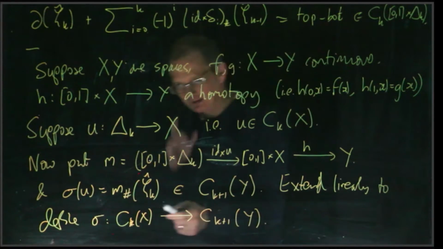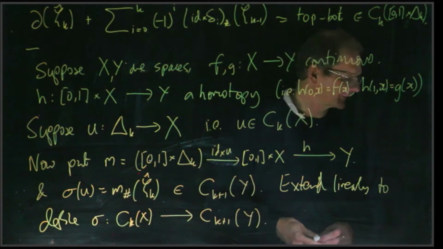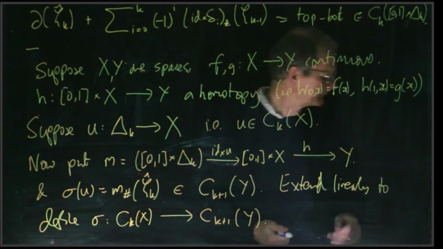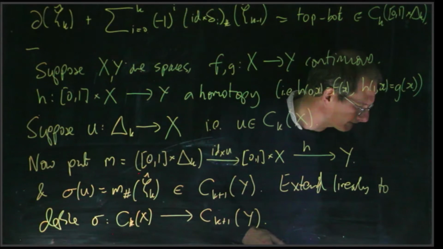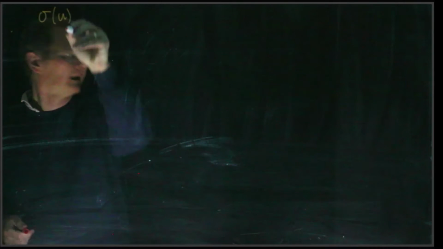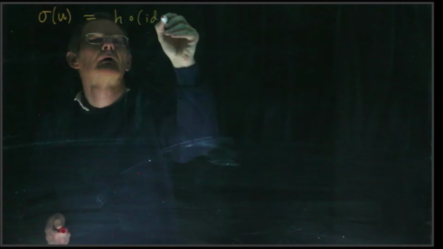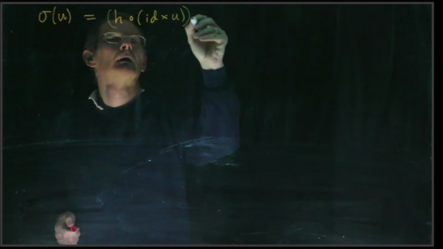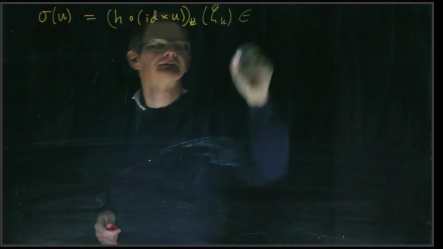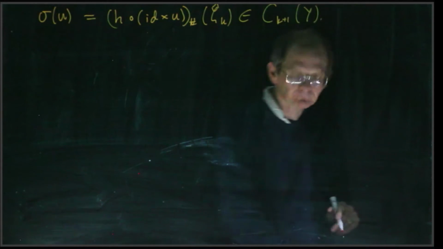A chain homotopy from C_* X to C_* Y is a family of maps that increase degree by 1, with d sigma plus sigma d being whatever we want it to be. So that's what we need to check. Let's just record that definition again. Sigma of u is H composed with identity cross u, applied to our zeta hat k.